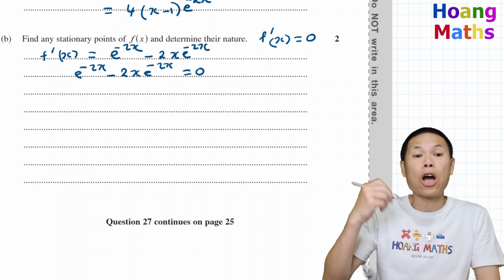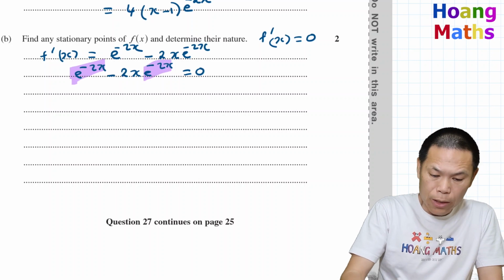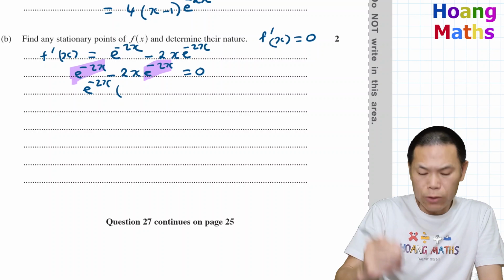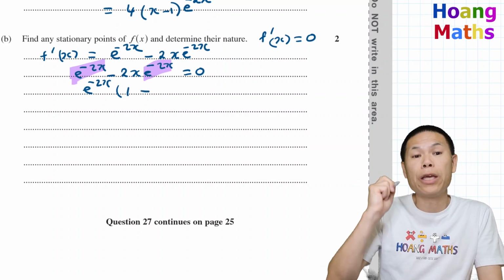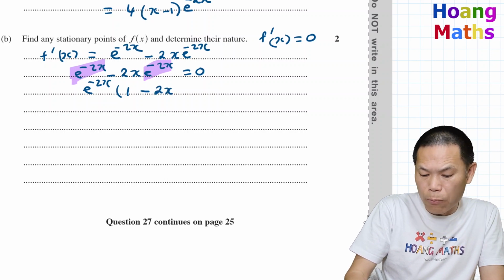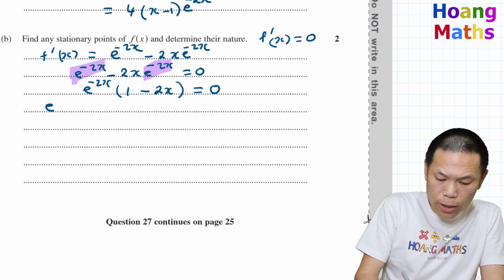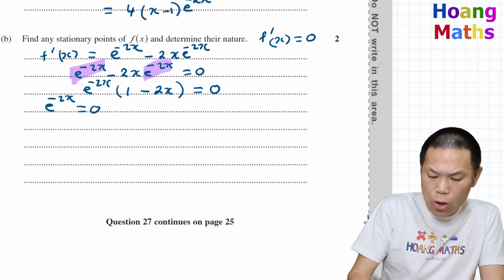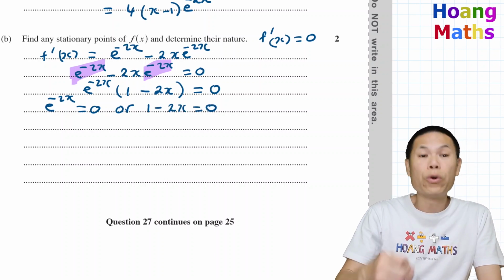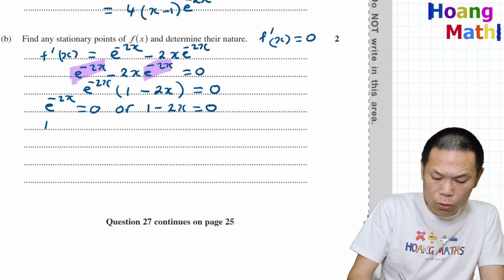So I just take out the common factor. And the common factor in this case here is this one here. So that means e to the negative 2x, I take it out. So that becomes 1. And I take out e to the negative 2x. So the second term is left with this. Okay, so equal to 0. So this means that e to the negative 2x is equal to 0, or 1 minus 2x is 0. So we know that e to the negative 2x is never equal to 0. This means that this has no solutions.